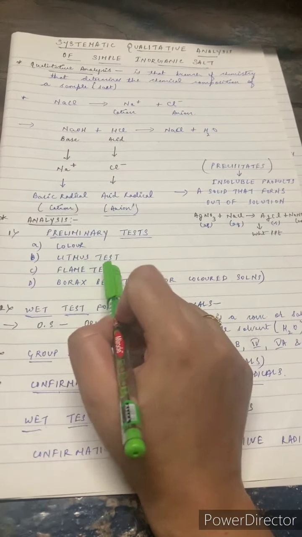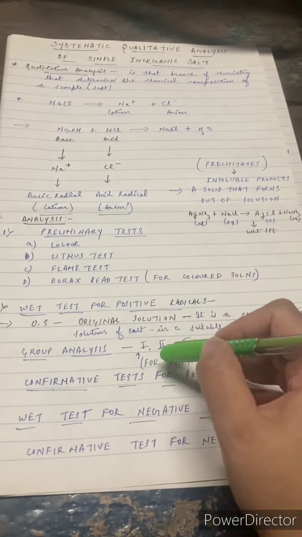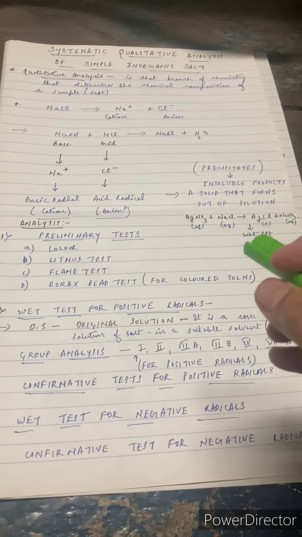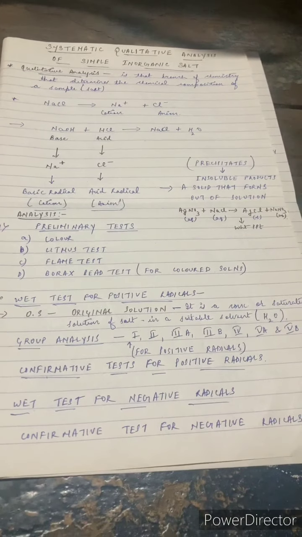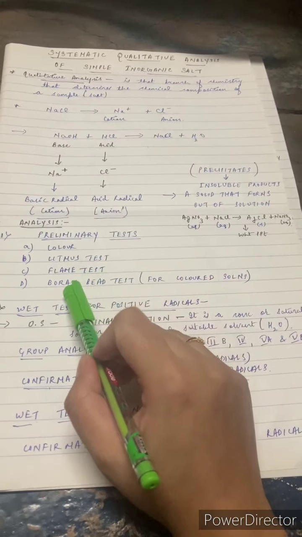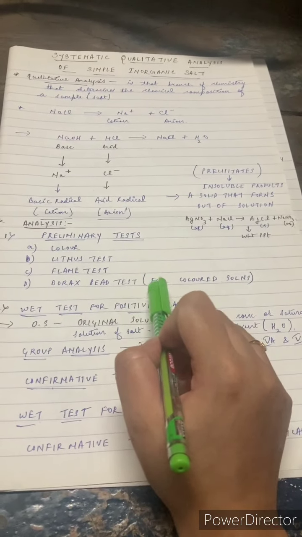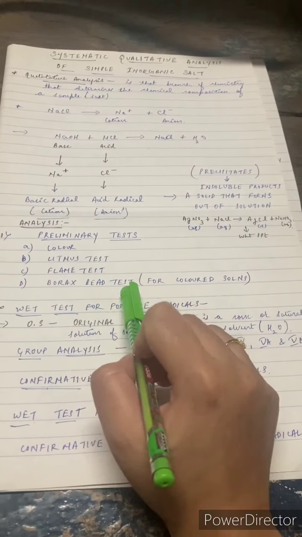Now for doing this flame test, we need a platinum wire. So we analyze the color of the flame through that platinum wire, and we introduce the solution, the salt, in it, and we analyze the flame. Next is the borax bead test. This test is performed only for colored solutions. Solutions which are colored, we perform this test.